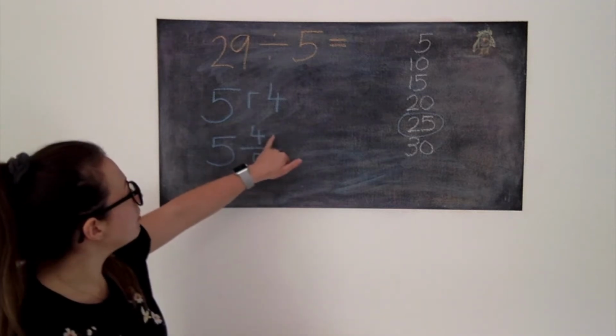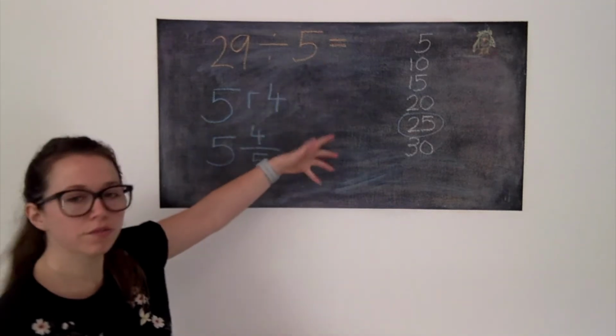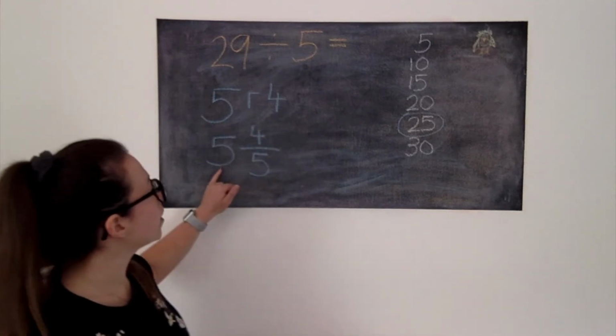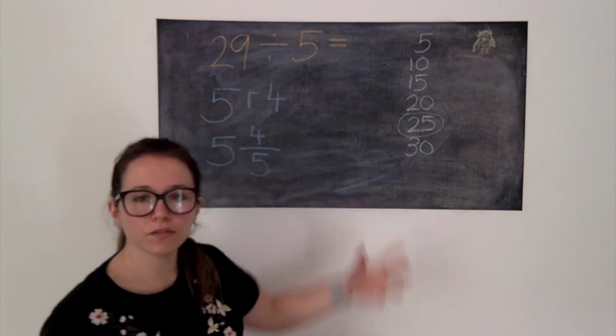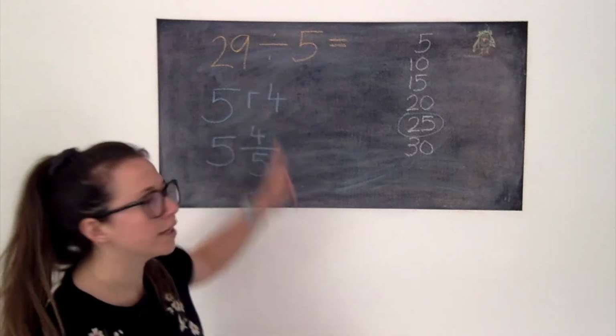We can see that I'm only missing 1 more fifth, 1 out of the 5 groups, and then I'd be able to make another whole group. Okay, but I haven't quite got enough, so that's why our remainder is there.